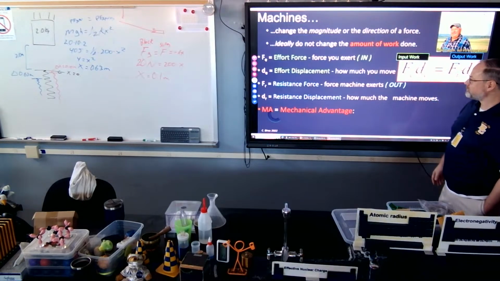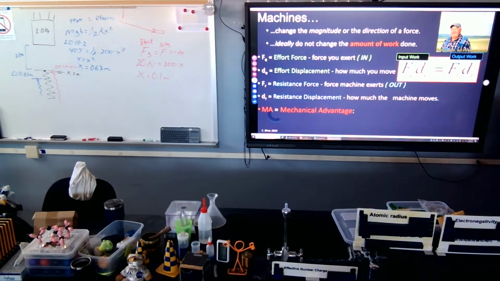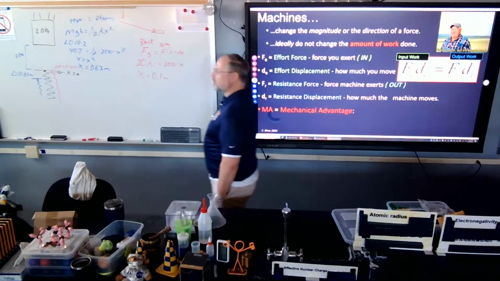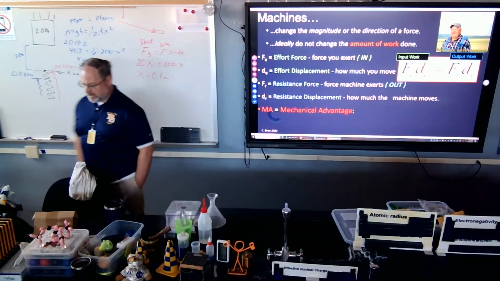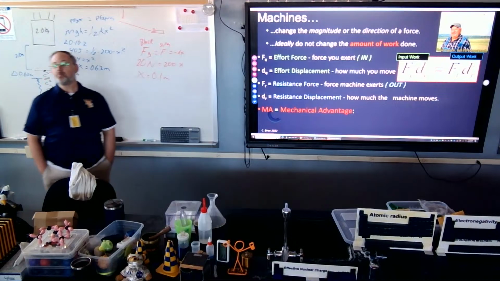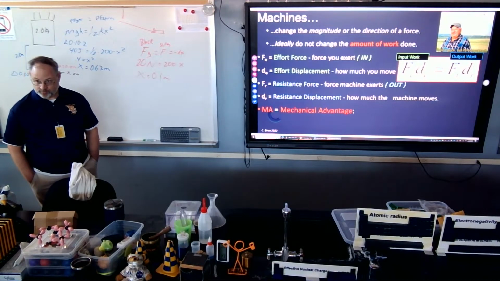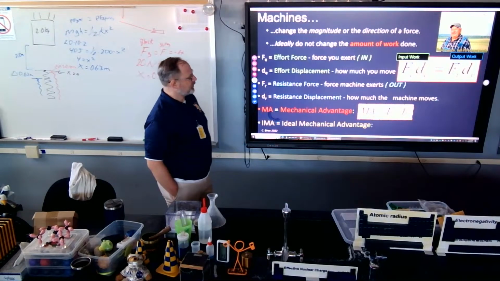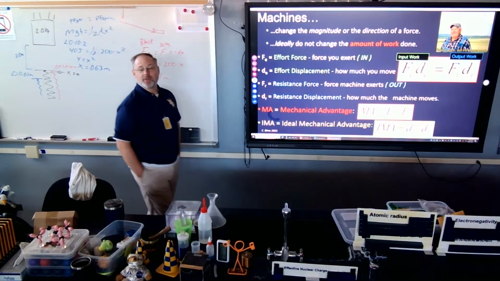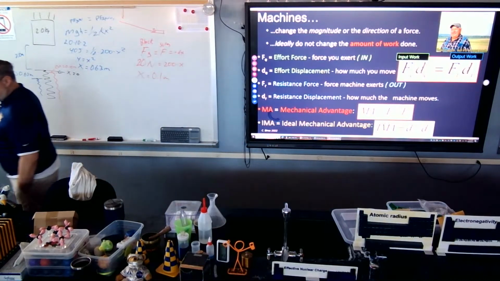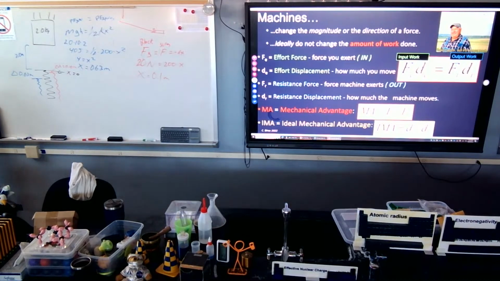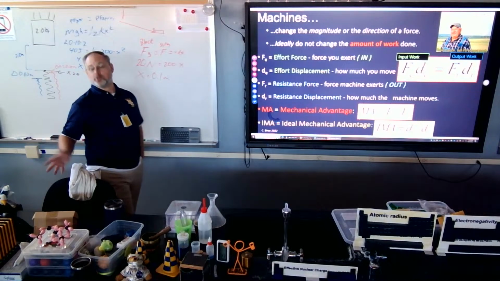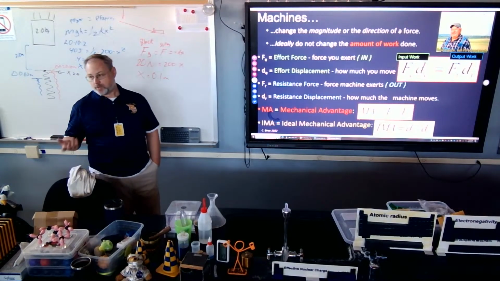Now, there's two types of mechanical advantage. The mechanical advantage of a machine is based upon how much force it multiplies. So it's just the force the machine does divided by the force you do. If I do 30 newtons and the machine does 3,000 newtons, then I have a mechanical advantage of 100.